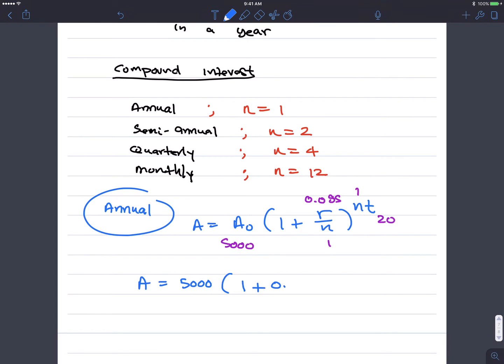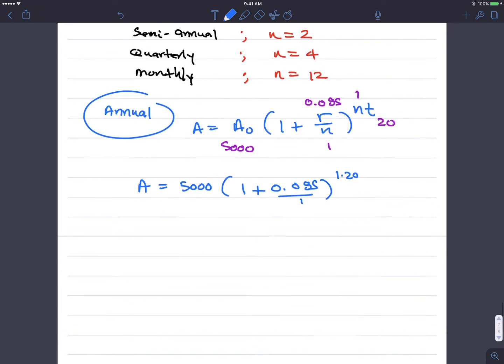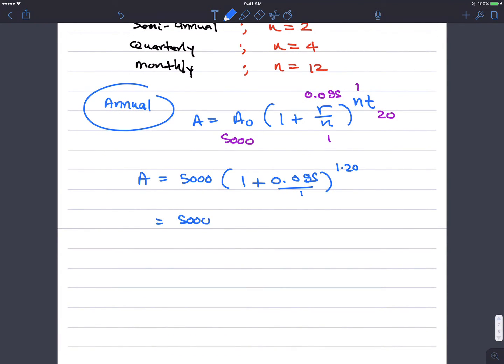If I plug in all the values, I get 5,000 times 1 plus 0.085 over 1, to the power of 1 times 20. So ladies and gentlemen, this is 5,000 times 1.085 to the 20th power. This is where your calculator comes in. Your calculator knows order of operations, so it's going to do the exponent first like it's supposed to. 5,000 times 1.085 raised to the 20th power.